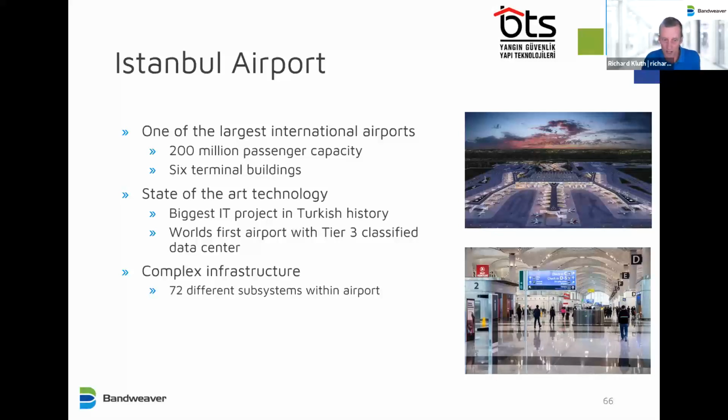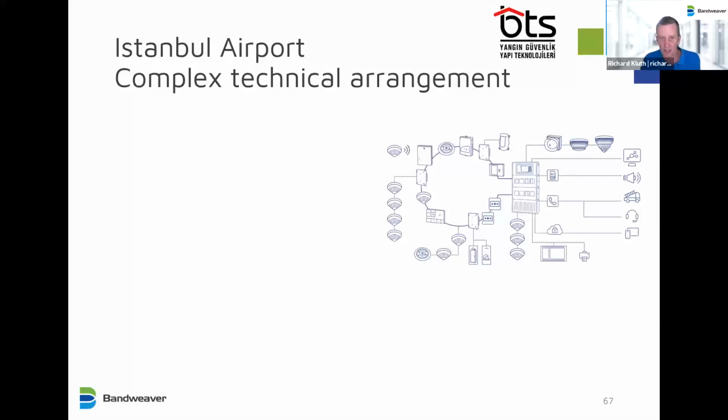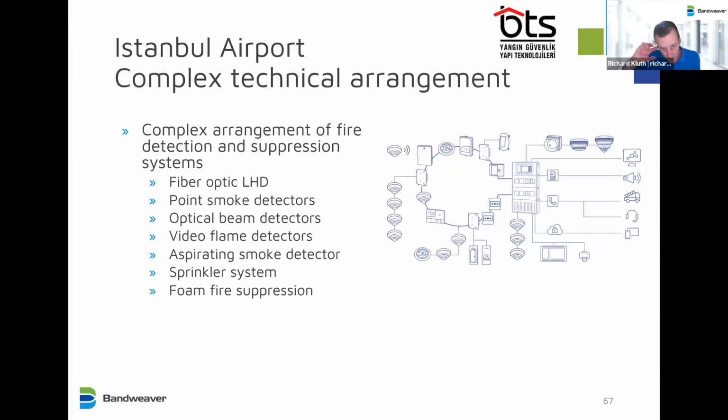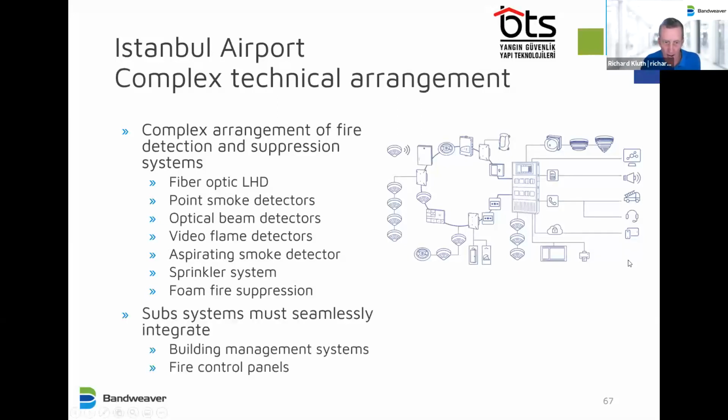It's the world's first airport with a tier 3 classification as a data center, and as a result, it has very complex technical infrastructure, 72 different subsystems within the airport. And you can see this in the fire detection system. There are multiple detectors across the airport, tens of thousands of sensors, and multiple building management systems and fire control panels.